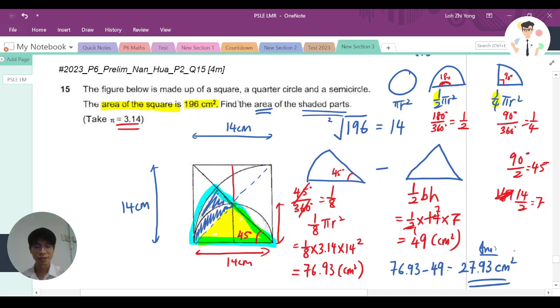Good. I think it's easy, but you just need to notice the concept that we have here. This part is something very important. If you know this, you can calculate any sector with different degrees. So I think this is good, and let's move on to our next question.